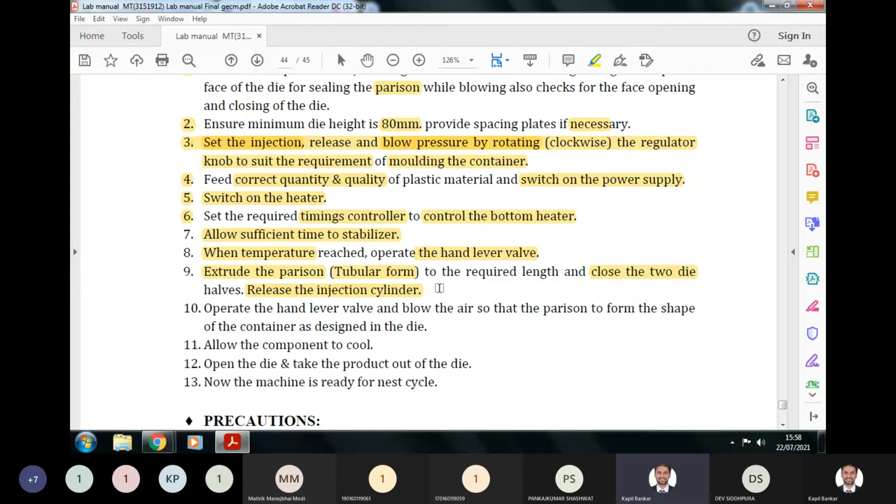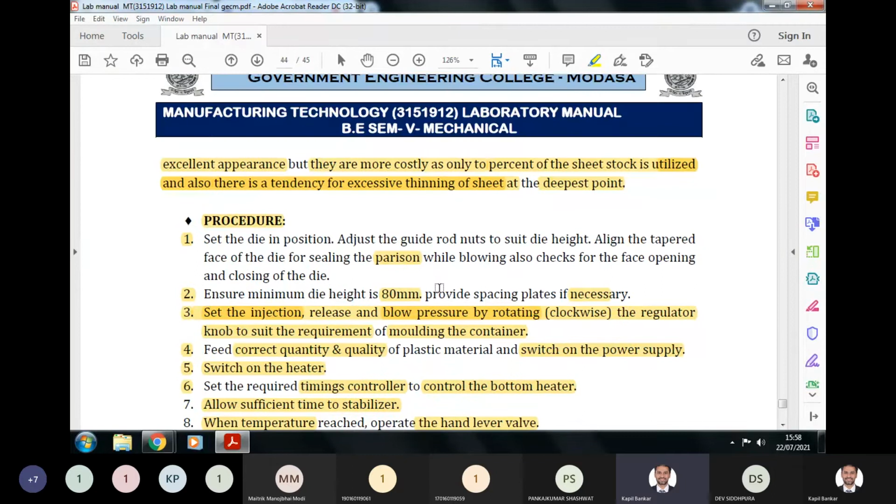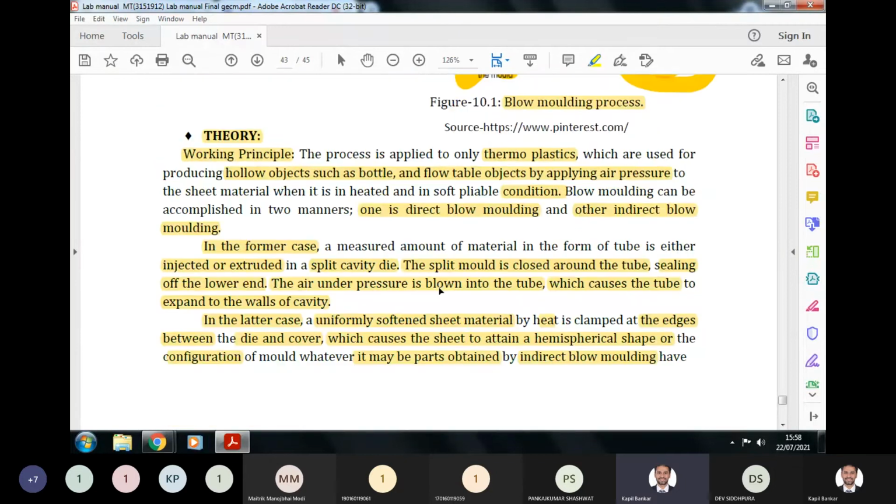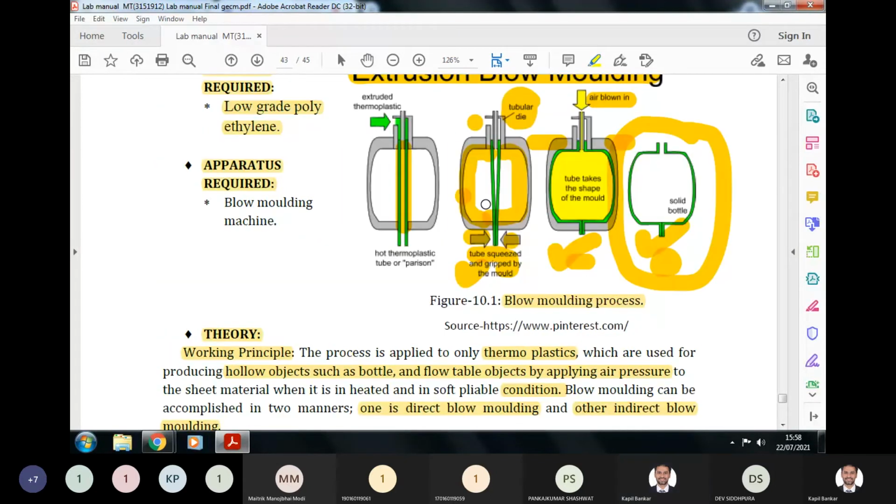So आपको जो भी पेरिजन है वो कहाँ पे आएगा? यहाँ से देखो फिगर में. This पेरिजन, just a minute. This पेरिजन will insert into the die. Okay, यहाँ से insert होगा. Okay, then these 2 die will be closed.